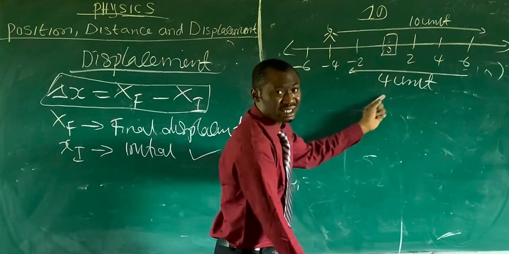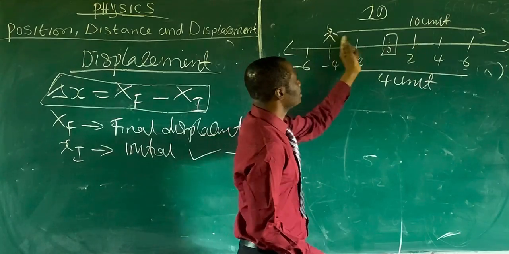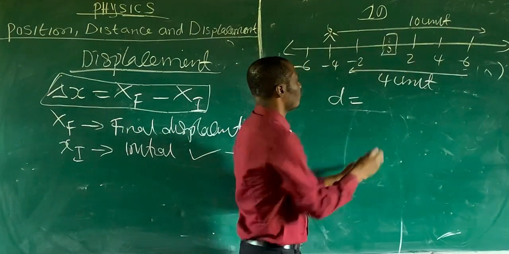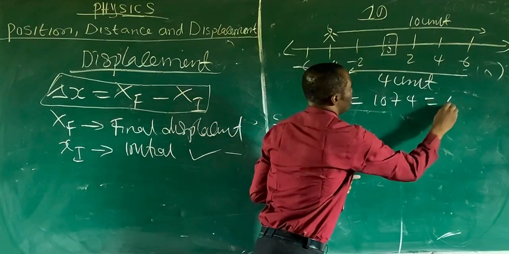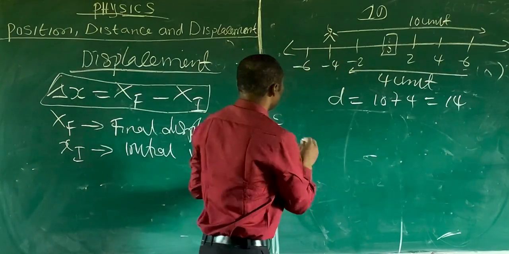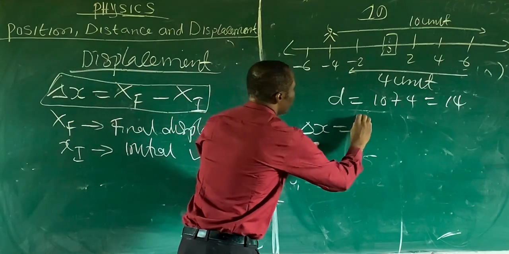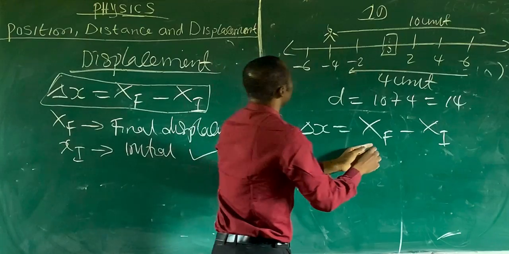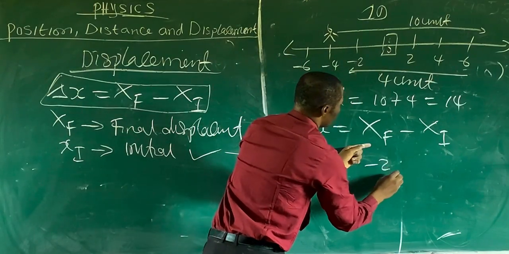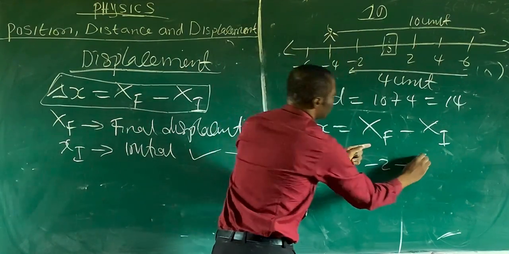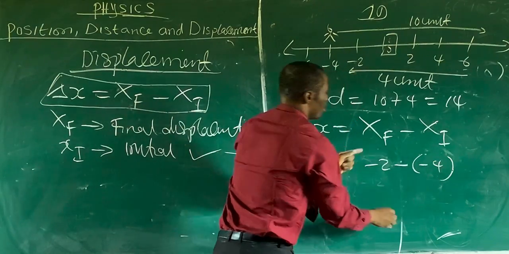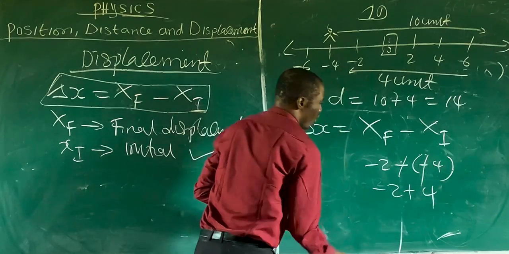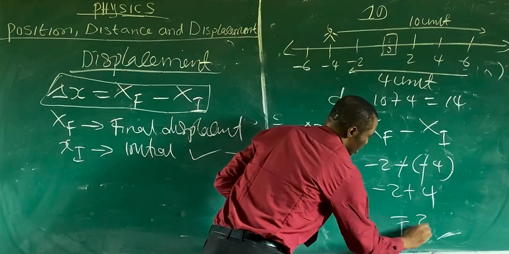If you want to get the distance, let me make an illustration. The distance, for instance, is just 10 plus 4. So 10 plus 4 is 14. That is distance. But for displacement, change in x is equal to x final minus x initial. Now, what's the x final? Minus 2. What's the x initial? Minus 4. Whenever minus meets minus it will cancel out. We have minus 2 plus 4, and minus 2 plus 4 is equal to 2.